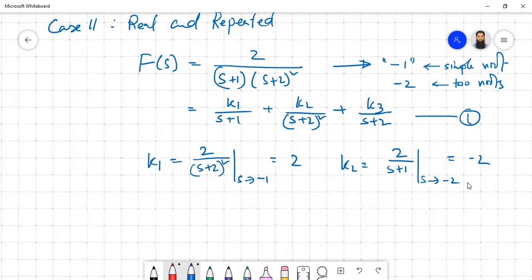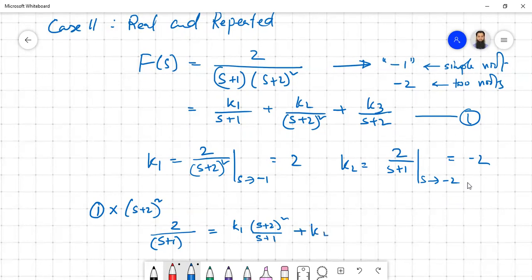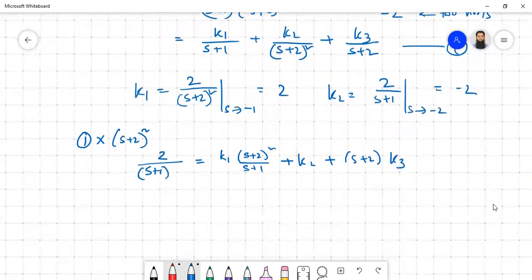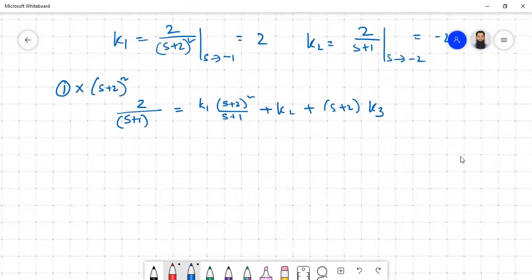For k3, what do you have to do? This equation 1, you have to, first of all, multiply both sides with the repeated roots. So equation 1 will be multiplied by the repeated roots, that is (s plus 2) whole square in this case. So what you're going to get is 2 by (s plus 1) equal to k1 (s plus 2) whole square divided by (s plus 1), then you have k2, then you have (s plus 2) k3. Okay, so the first step is that the equation has to be multiplied with the repeated roots.